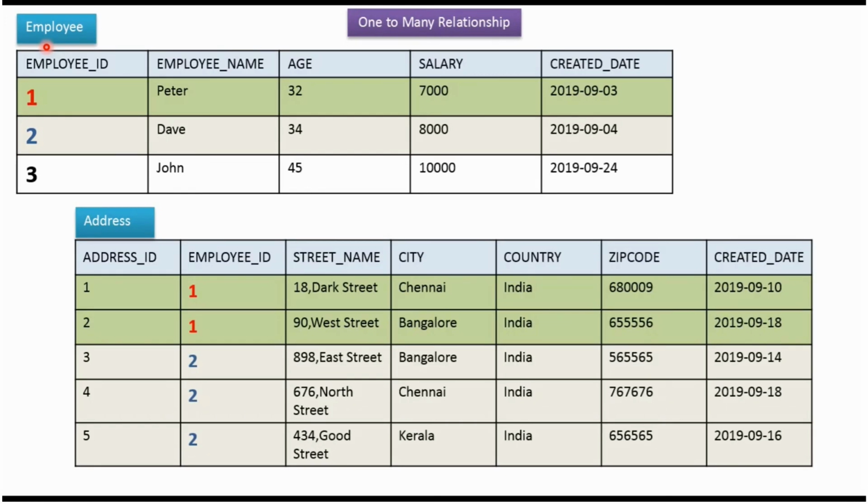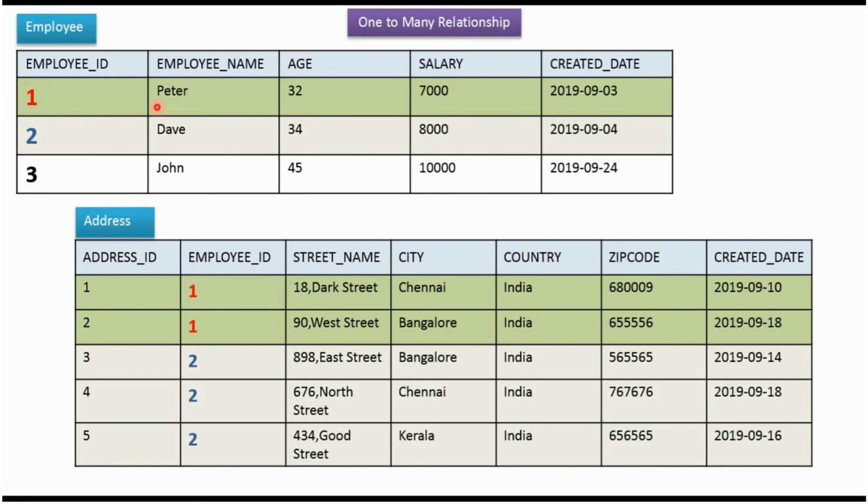Here you can see the employee table. It has 3 records, and here you can see the address table. It has 5 records. For employee ID 1, there are 2 records in the address table, and for employee ID 2, there are 3 records in the address table. For employee ID 3, there are no records in the address table. So we are linking these two tables using employee ID.